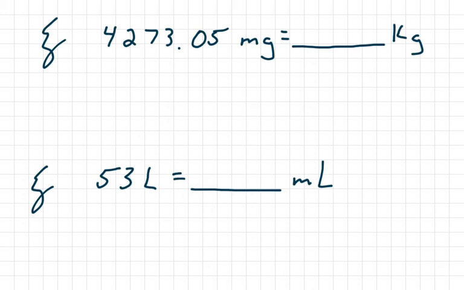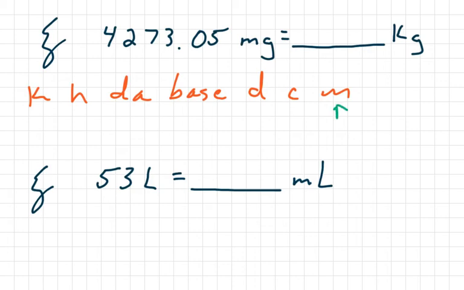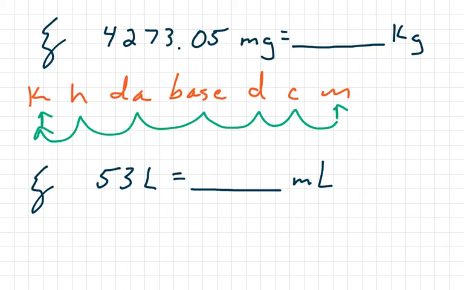So now again, real quick, here's the scale, k, h, da. I'll just write base unit, d, c, and m. So this time I'm trying to get from milligrams all the way back to kilograms. So again, I'm going to move my decimal 1, 2, 3, 4, 5, 6 times to the left. So on my number here, I can see my decimals right there. I'm going to move it 1, 2, 3, 4, 5, 6 times to the left.